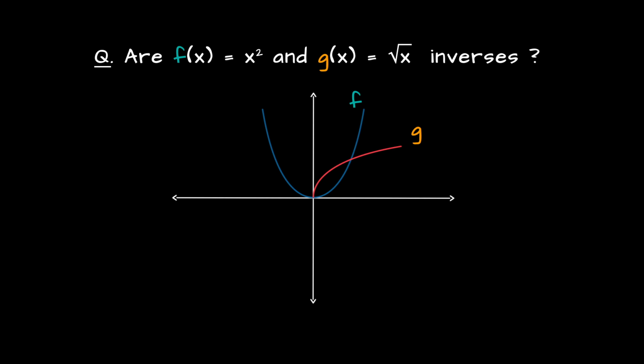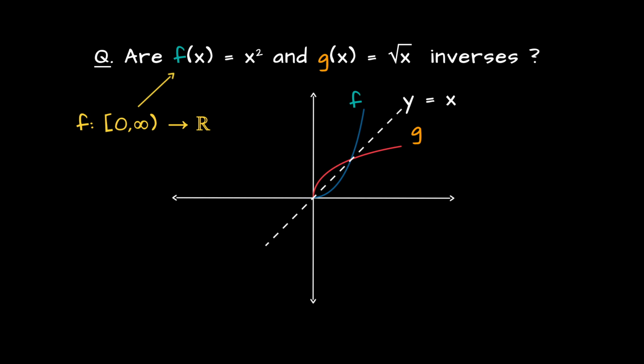It now seems like the answer to the question must be no, because indeed, the blue curve, which corresponds to the function f of x equals x squared, clearly fails the horizontal line test, and therefore cannot be invertible. On the other hand, notice that if we forget about the values of f at negative numbers and restrict its domain to just numbers that are greater than or equal to 0, then it suddenly does pass the horizontal line test and does become an invertible function.